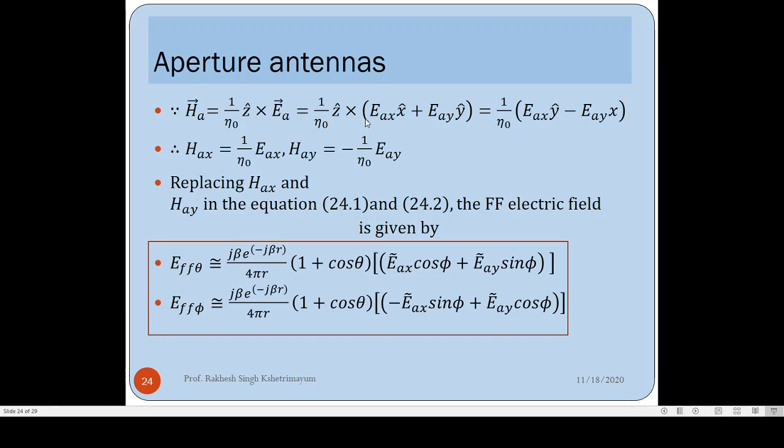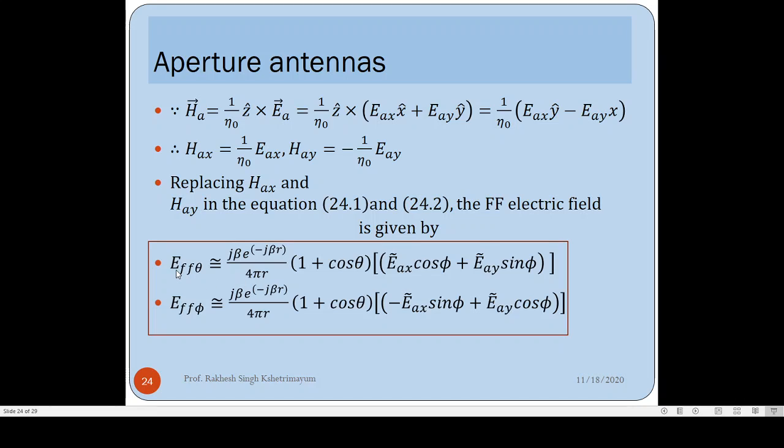So z cross Ea will have Eax and Eay. You do the cross product, then finally Ia_x can be replaced by 1 by eta naught Eax, and Ia_y can be replaced by minus 1 by eta naught Eay. In the previous equations 24.1 and 24.2, you replace Ia_x in terms of Eax and Ia_y in terms of Eay. Then the final expression you have is a very compact one.